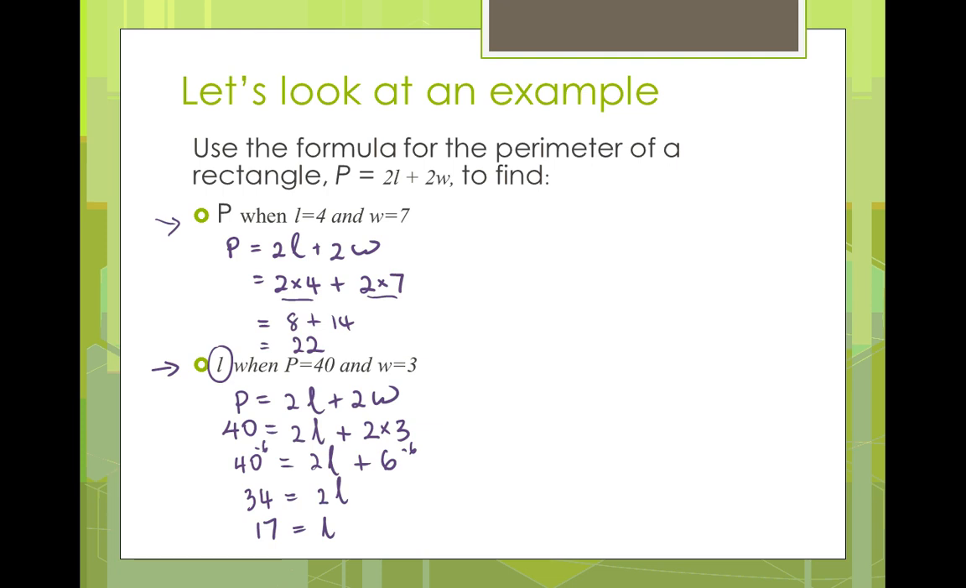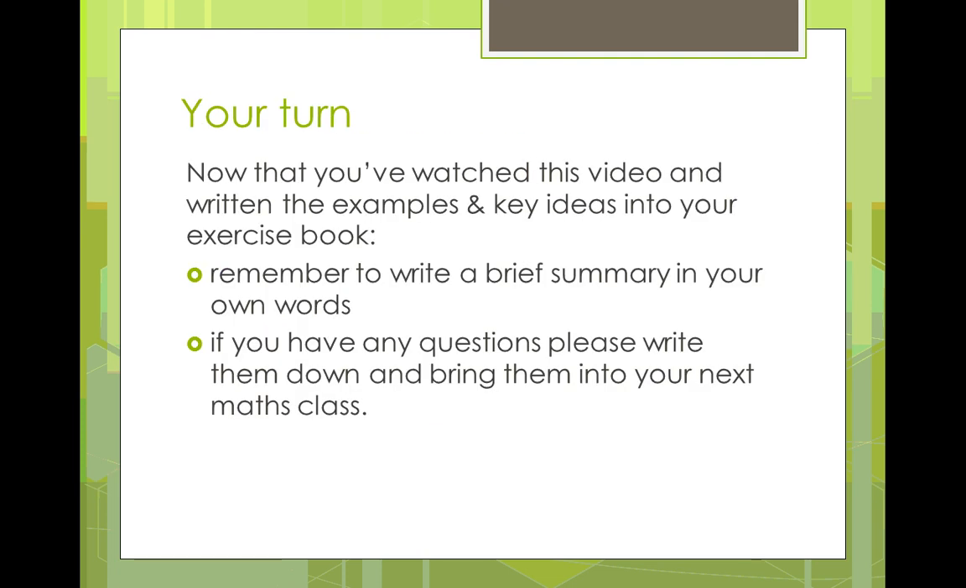So I've answered the question that says find what L is when the perimeter is 40 and the width is 3. Alright, so what you need to do, read the question, write out the rules, substitute in, and then work your way through the problem so that you can get the variable you're after on its own. That's what solving equations is all about. Okay, short and sweet this one.